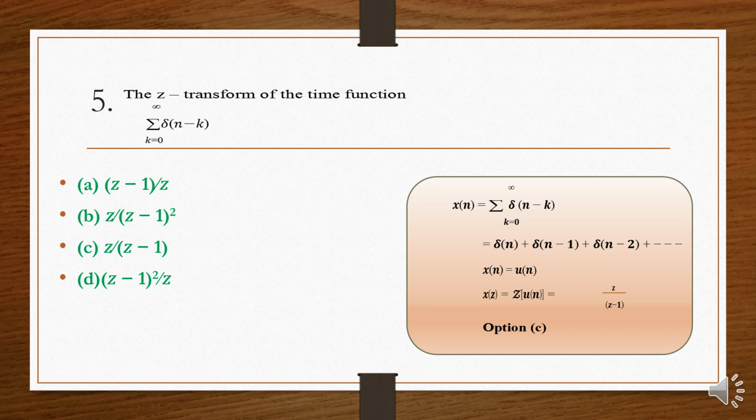So now we have to expand this equation, that is x of n. So you will be getting x of n is equal to u of n. If you take Z transform of this, you will be getting Z divided by Z minus 1. So the answer is option C.